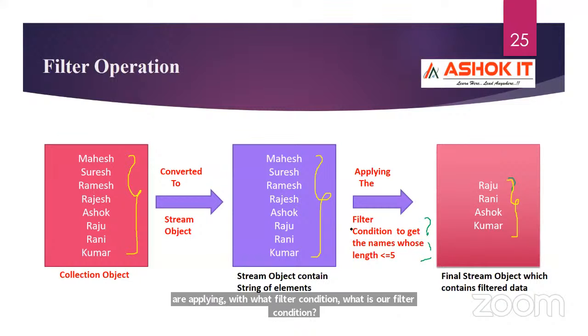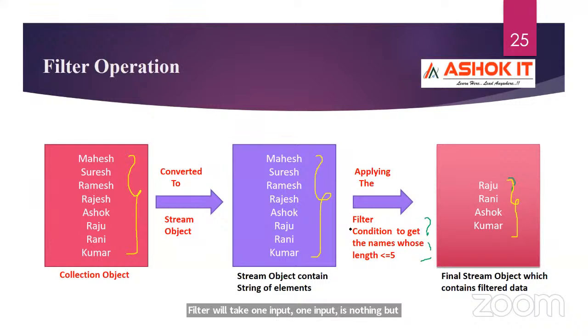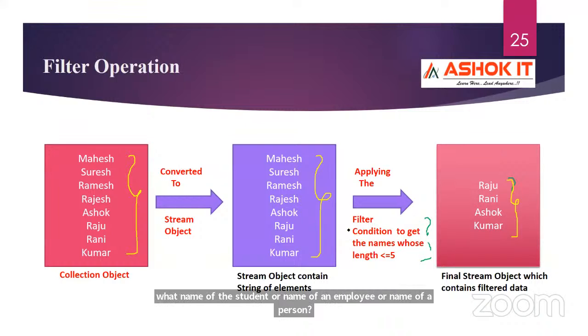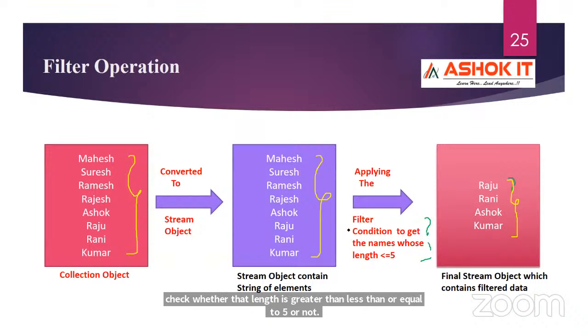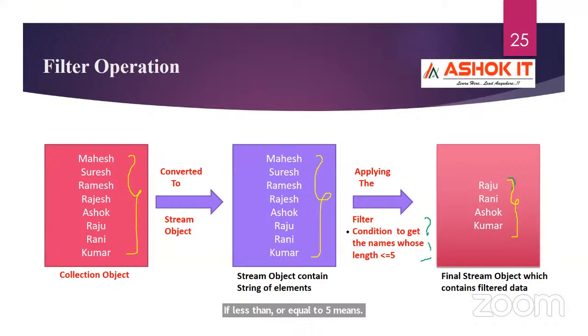Filter will take one input. One input is nothing but what? The name of the student, or name of an employee, or name of a person. It will take that input name as a string and check whether that length is less than or equal to 5 or not. If less than or equal to 5, it returns true. Otherwise, it will return false. Whatever string returns true, that will get displayed. Understood?